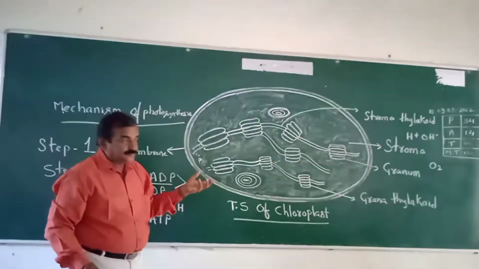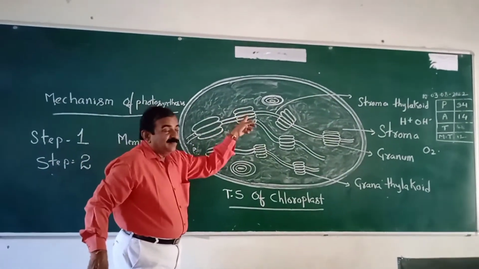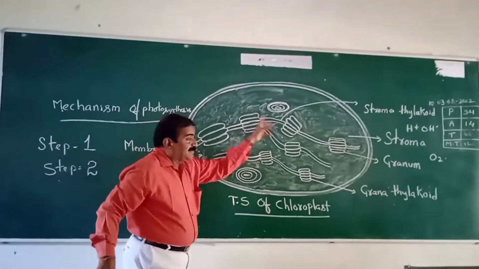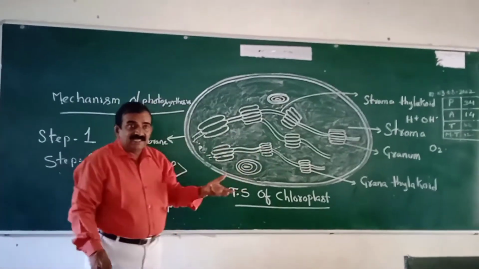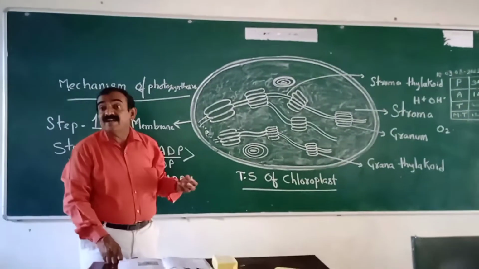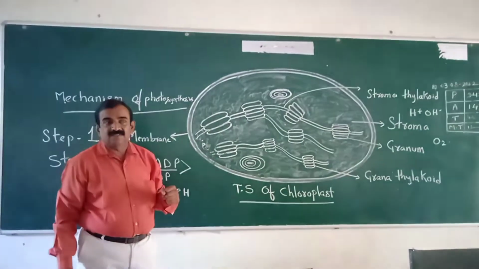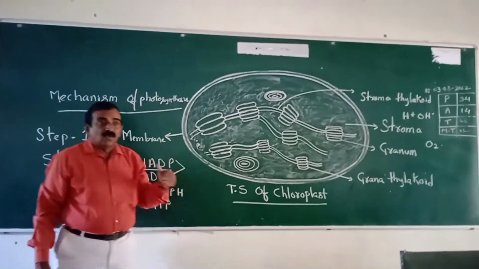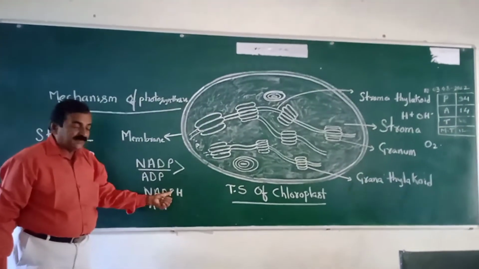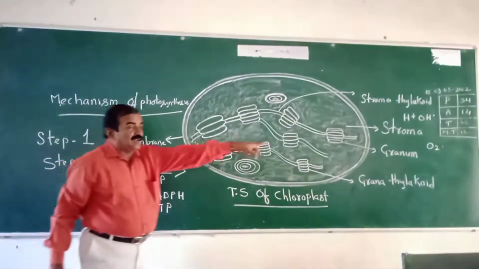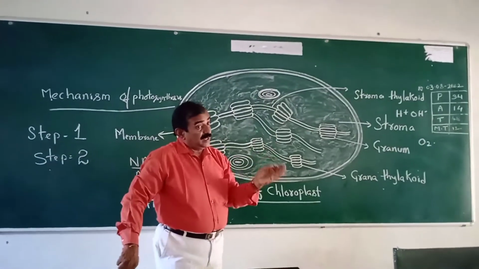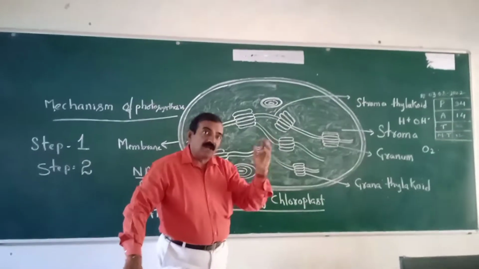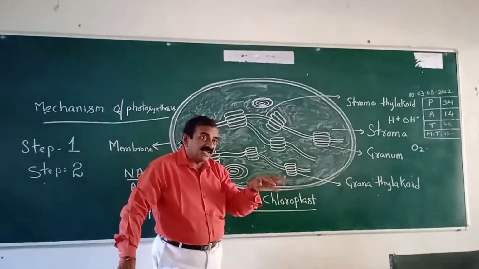Step 1, step 2. And this reaction takes place only in the thylakoid membrane, in grana, plural. In grana, what reaction takes place? Light reaction takes place. So at the end of light reaction, what are released? NADP is produced, ATP is produced, energy molecules, and oxygen is released, and also water is formed. This is a brief description about light reaction or photochemical reaction.